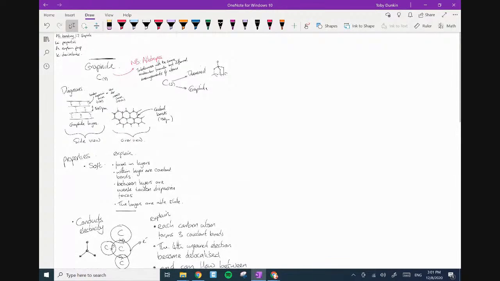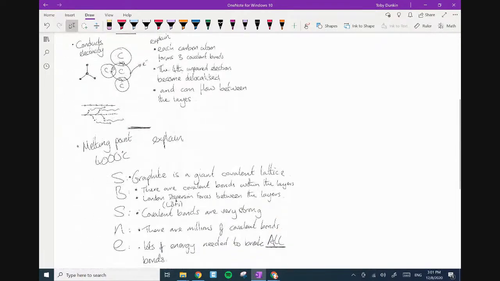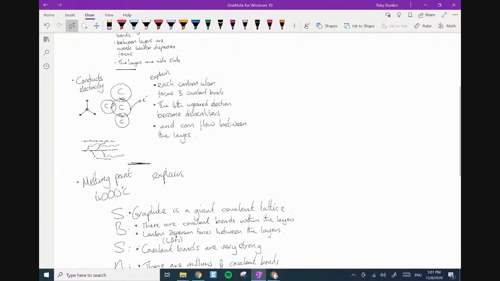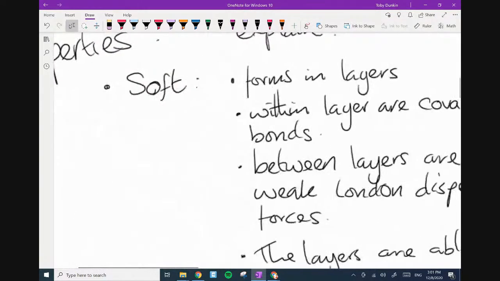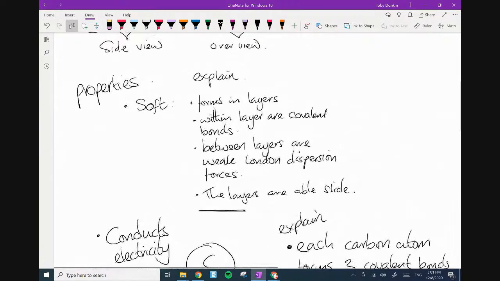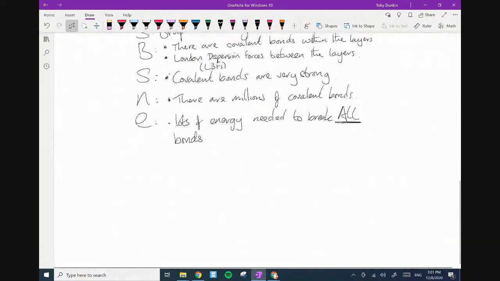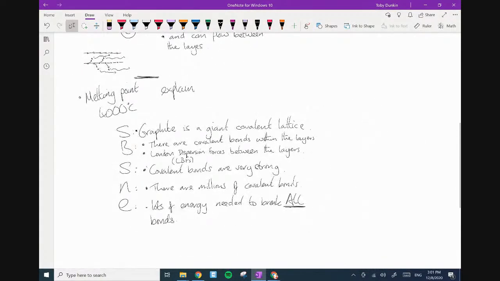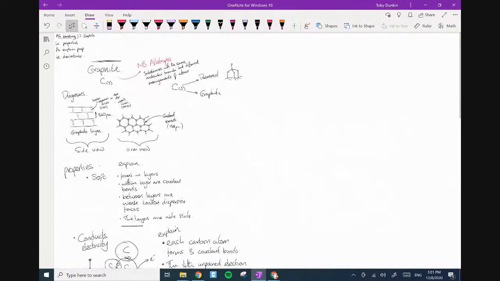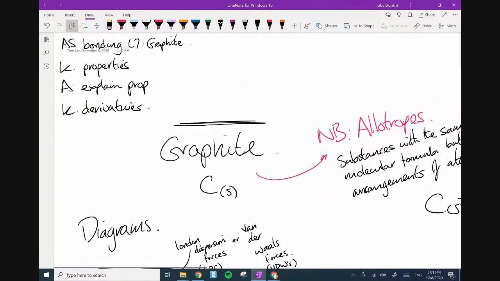That kind of covers all the fundamentals of the properties, by the way, at this point. We don't need to go any further. Those are the key ones. And you notice that there are some very odd properties. How can you be soft yet have a melting point of 4,000 degrees Celsius? Isn't that insane? It's proper bonkers. Okay, so that ticks off: know the properties and explain the properties.